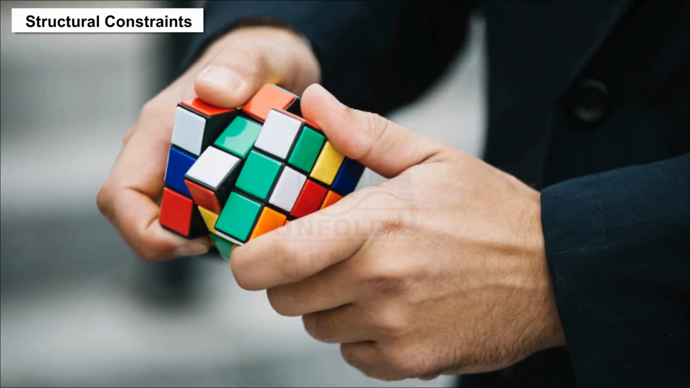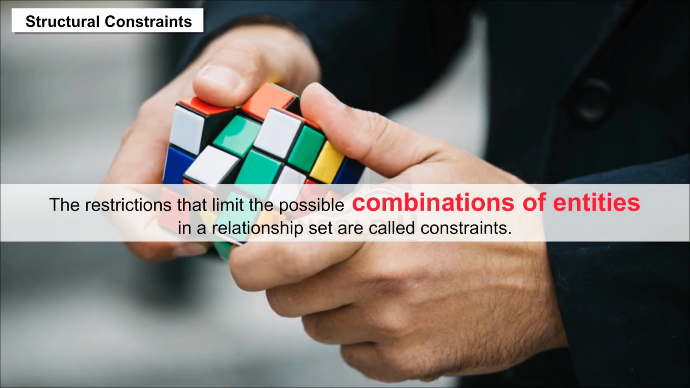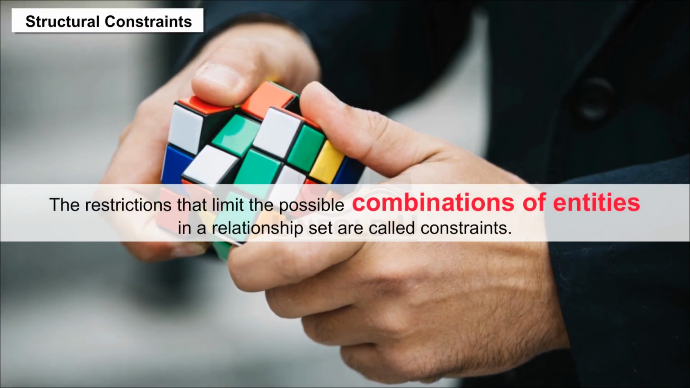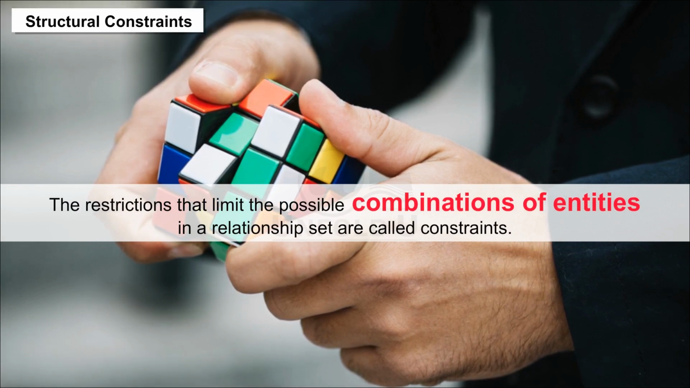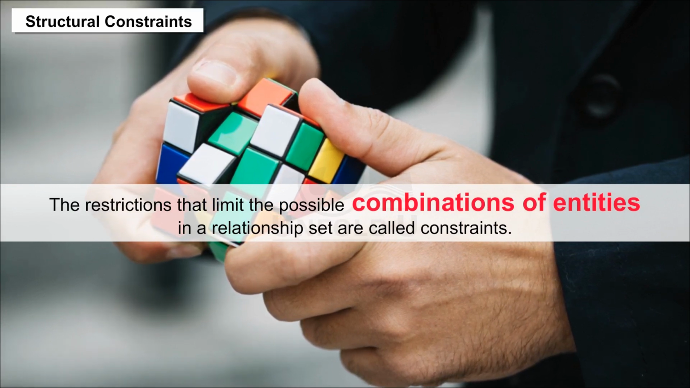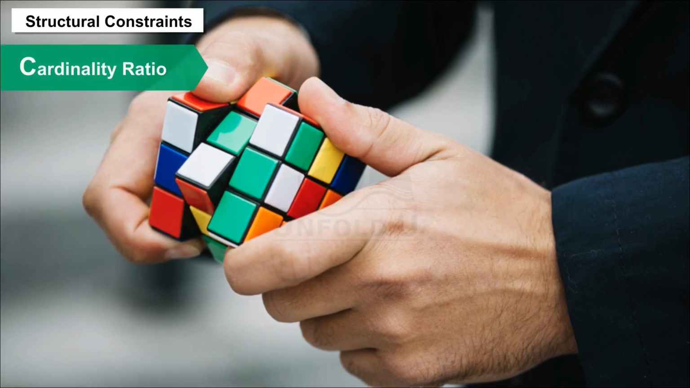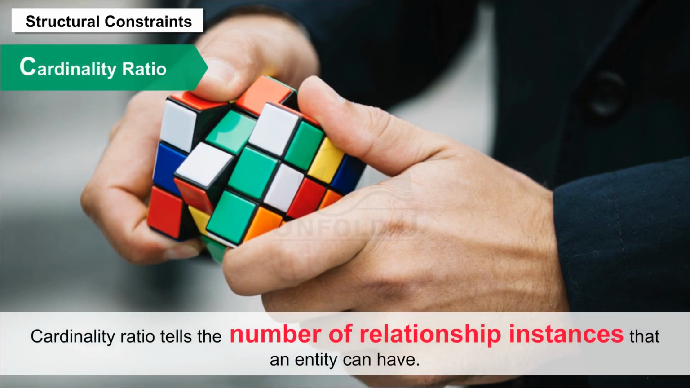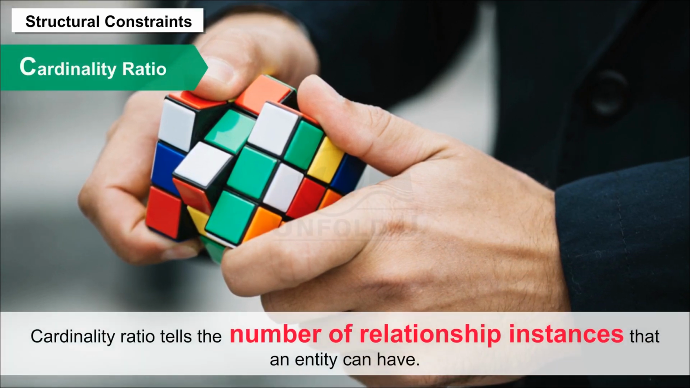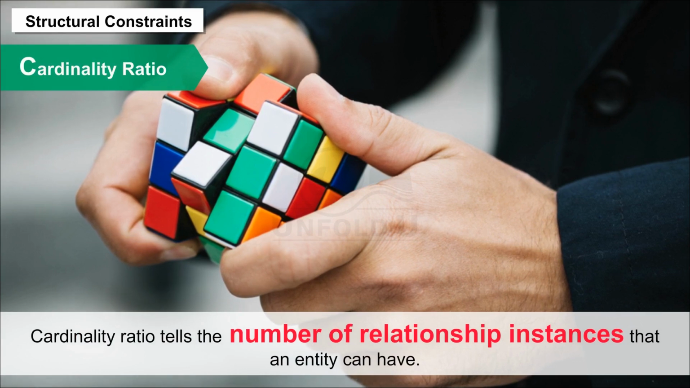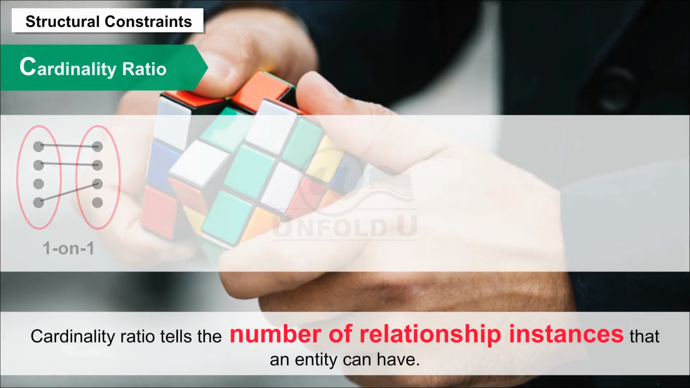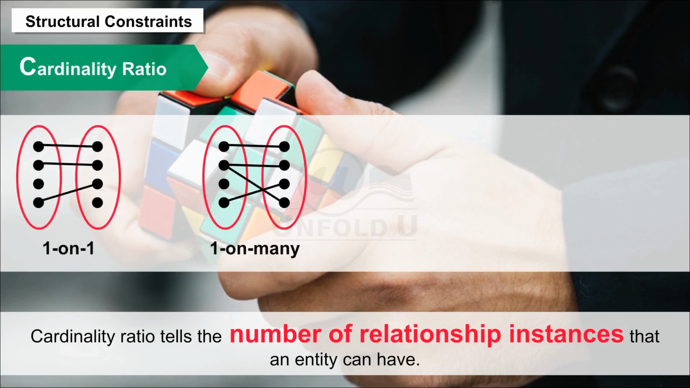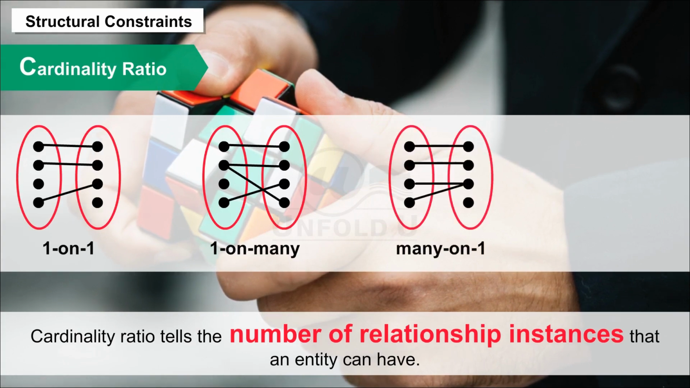Structural constraints. The restrictions that limit the possible combinations of entities in a relationship set are called constraints. These are of 2 types. Cardinality ratio. Cardinality ratio tells the number of relationship instances that an entity can have. The ratios can be 1 to 1, 1 to many, many to one, and many to many.